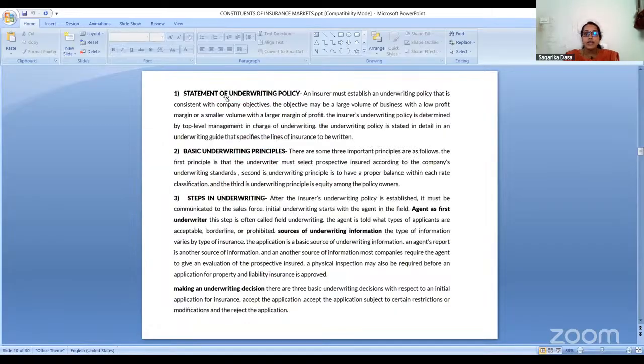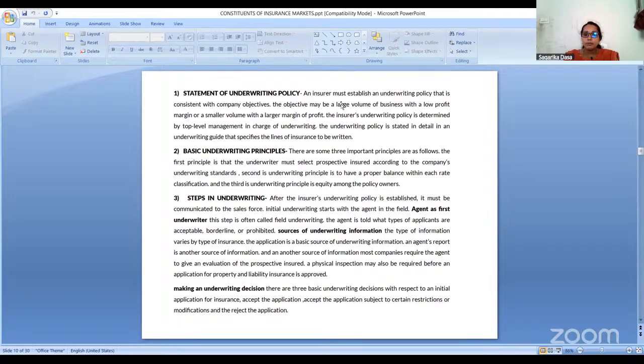Then, the statement of underwriting policy. When we see the statement of underwriting policy, an insurer must establish an underwriting policy that is consistent with the company objective. As we have seen earlier, whenever an underwriting policy is taken up and written by the underwriter, it must be consistent with the company's objectives. It cannot deviate from the company's objective. Whatever the company objective is, the underwriting policy must be established or framed according to the achievement of those objectives.